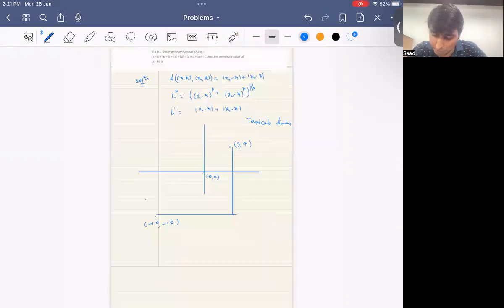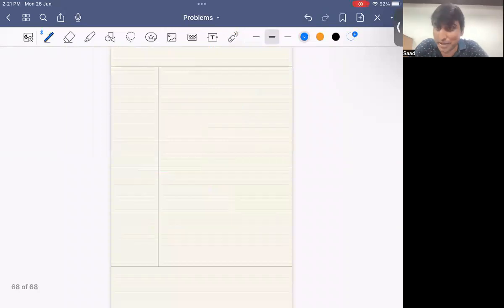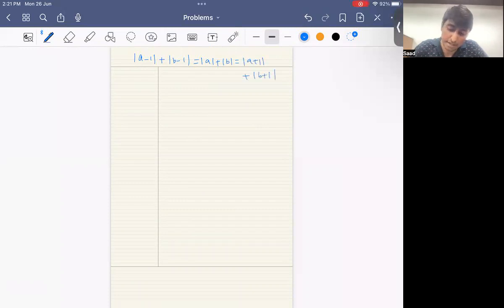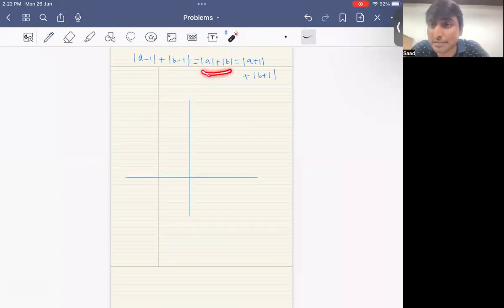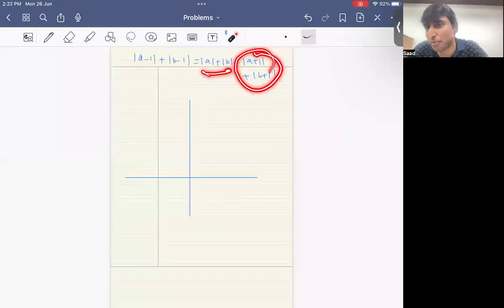So which brings me back to the problem. The problem says that you have to find numbers such that mod of a minus 1 plus mod of b minus 1 is equal to mod of a plus mod of b, which is equal to mod of a plus 1 plus mod of b plus 1. The left hand side is fundamentally the distance of the point a comma b from the point 1, 1, as you can see. The middle is fundamentally the distance of the point a comma b from the origin. And the right is fundamentally the distance of the point a comma b from minus 1, minus 1.